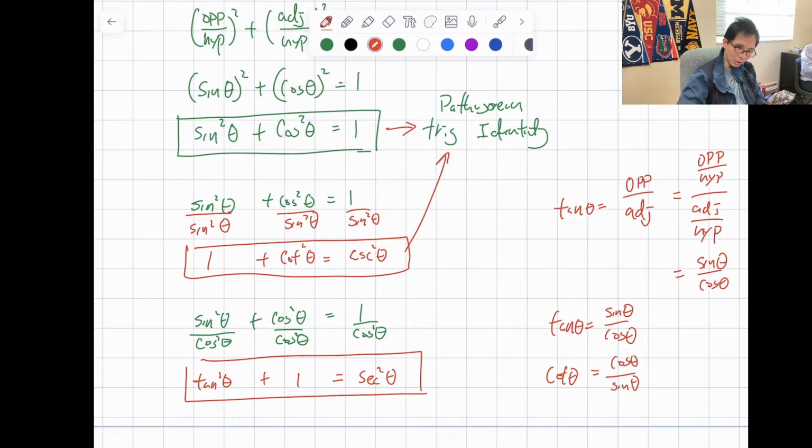So that is called the quotient identity. You have to memorize all 3, and you have to memorize how to prove it, because I'll ask you on Monday.